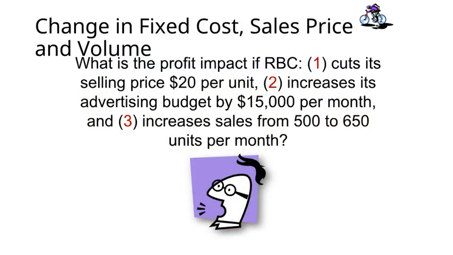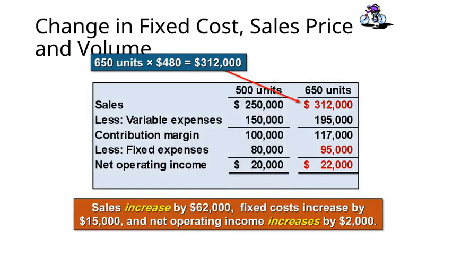Here is a more complex situation. What is the profit impact if RBC 1. Cuts its selling price $20 per unit, 2. Increases its advertising budget by $15,000 per month, and 3. Increases sales from 500 to 650 units per month? This appears to be a good plan because net operating income will increase by $2,000. Take a few minutes and analyze the change in sales revenue, variable expenses, and fixed expenses.